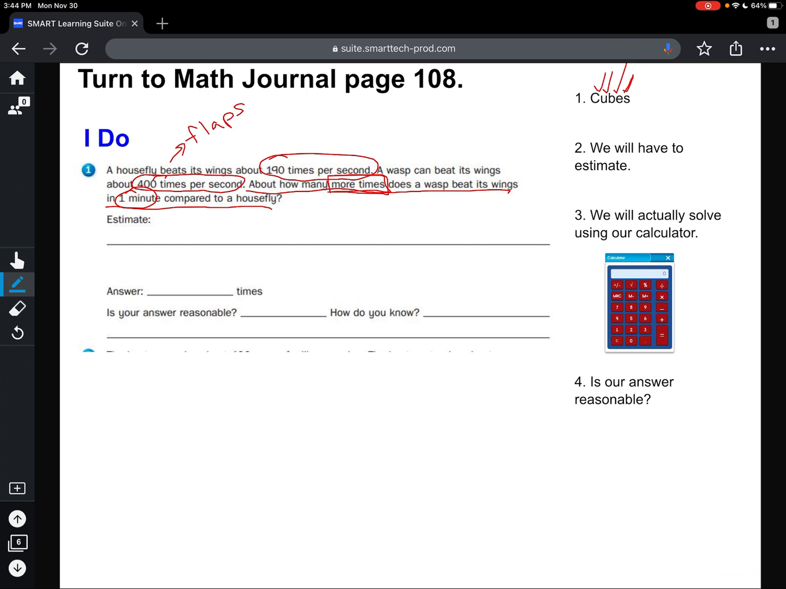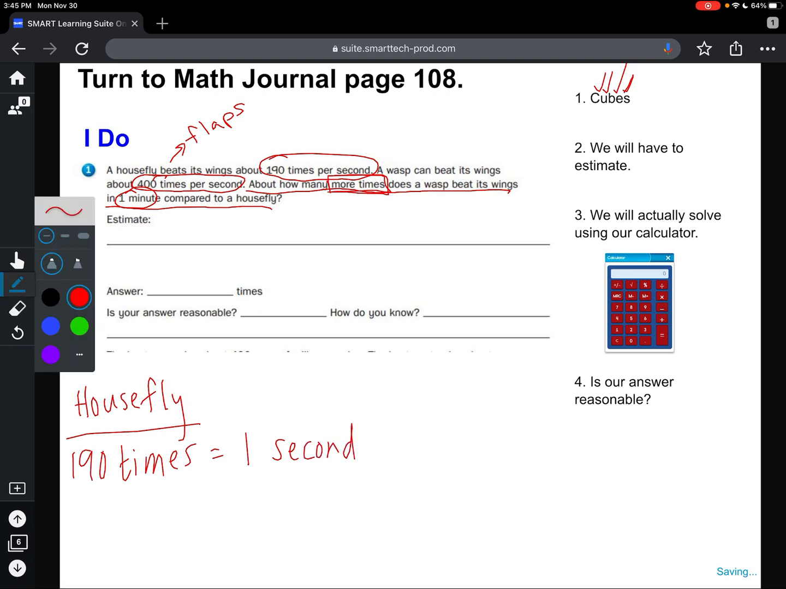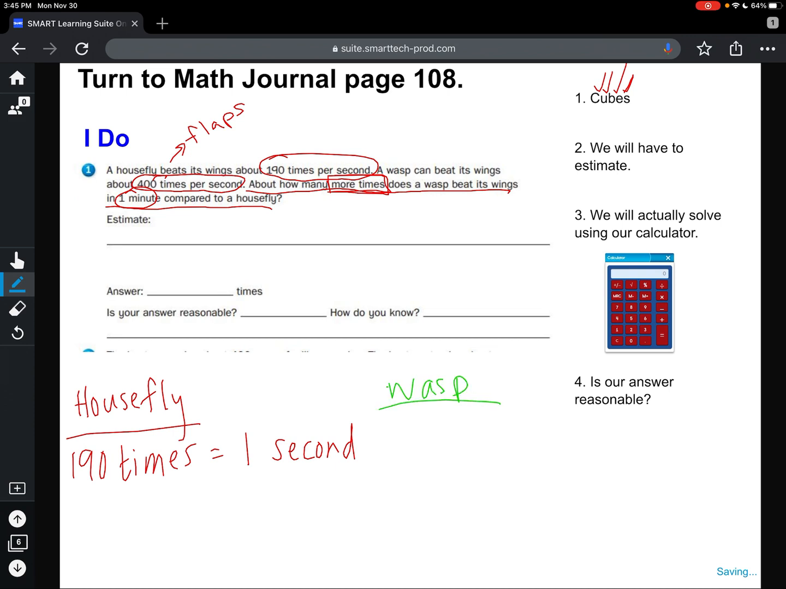So, what I know is that there is a housefly. And the housefly beats its wings 190 times in 1 second. I know that the wasp beats its wings 400 times in 1 second.